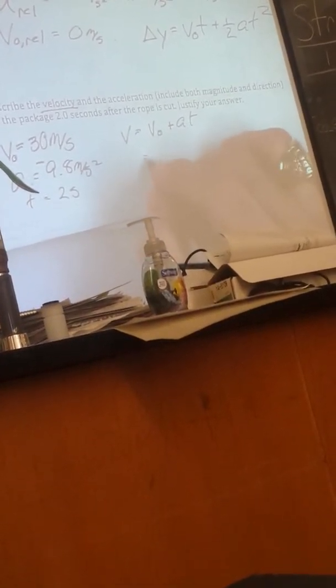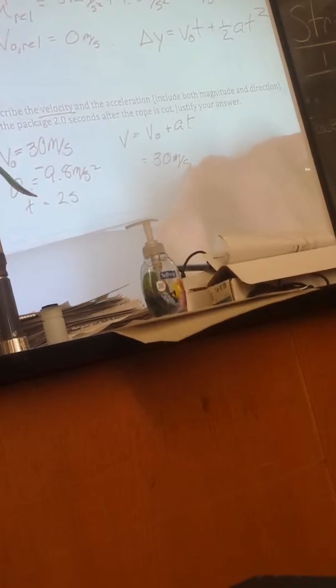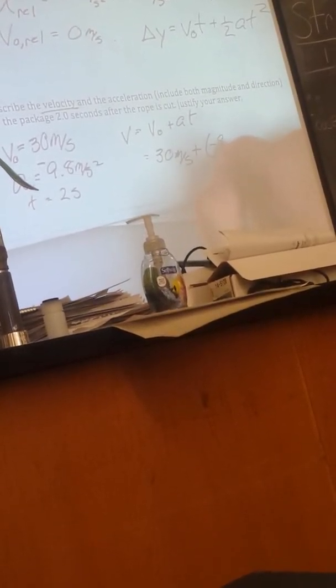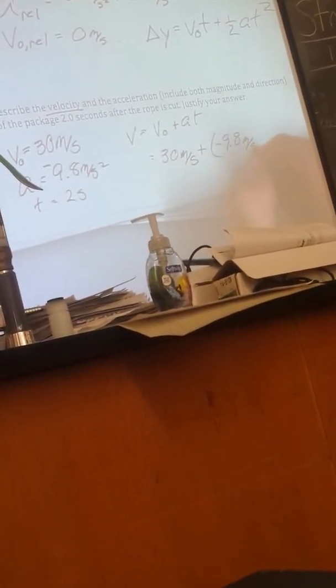So we want to know how fast it's going, right? Its velocity after 2 seconds. If you look at your formula sheet again, it's just the initial velocity plus the acceleration times the time. We know the time is 2 seconds. So you get 30 meters per second plus a negative 9.8 or negative 10 meters per second squared times 2 seconds. And so that's like 10.4 meters per second.